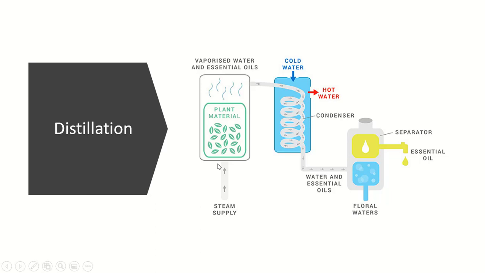So we have our steam supply that goes through the plant material. This vapor, which is water and essential oils, is condensed. The vapor is condensed with cold water, comes down, and is collected. The thing to keep in mind here is that the collection is not just terpene. It's actually a mixture of the essential oils and floral waters. So we'll get into that in just a minute.